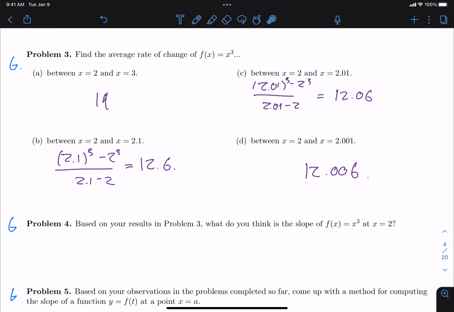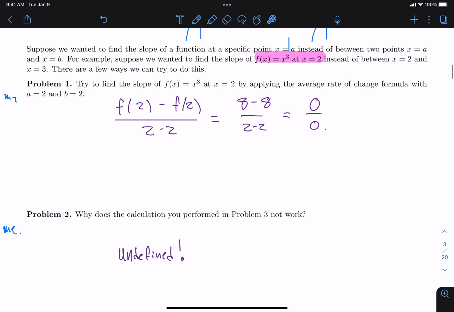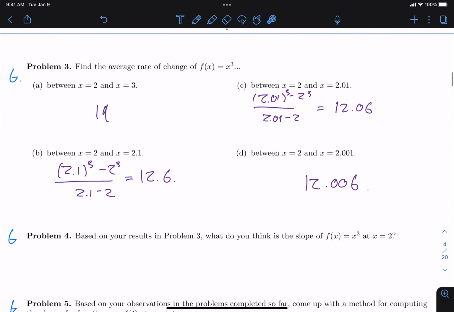12.0006. Okay, and so on and so forth. So what do we notice? Even though when we try to plug in 2 and 2, we get 0 over 0, what we can do is take B and let B become very close to 2, but not 2. We can take the average rate of change over these incredibly small intervals, and look for a pattern which emerges. If I have a sequence of numbers which are approaching something, what does it seem like we're approaching over time if we make our interval extremely small?